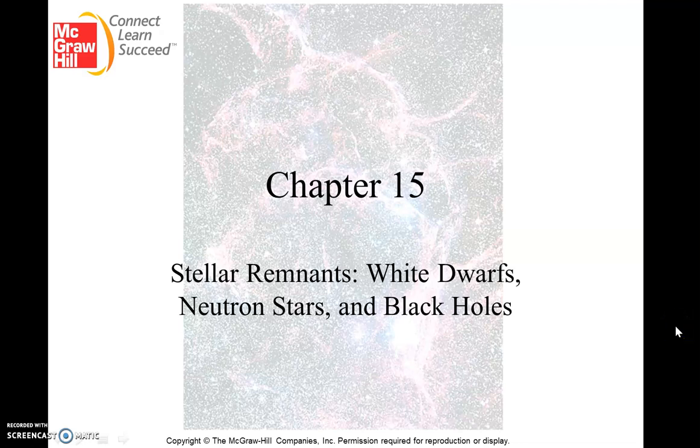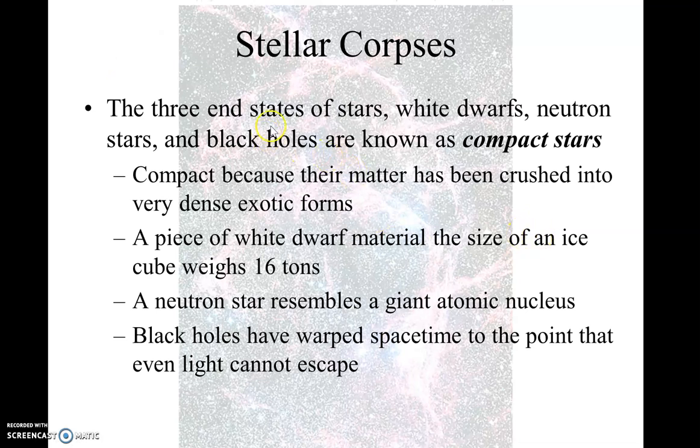All right, so this is for Chapter 15. This is stellar remnants: white dwarfs, neutron stars, and black holes, which we started to talk about a little bit in Chapter 14. Of course, this chapter could be titled "The Death of Stars." All right, there's three ways that stars can die.